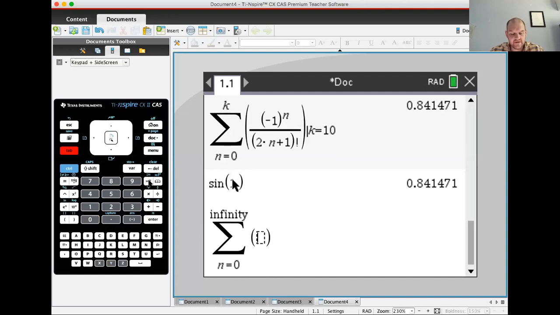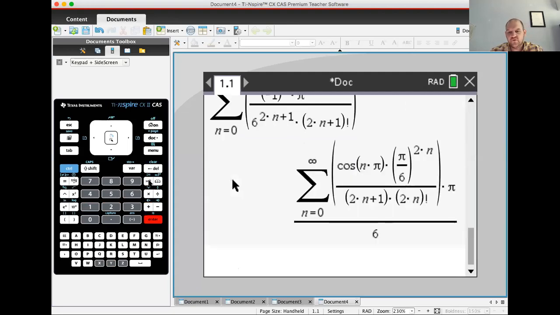Infinity. So infinity is in the pi key. Touch the pi key a couple times and it'll give you that. That's weird. Pi to the 2n plus 1, 6 to the 2n plus 1, quantity 2n plus 1, factorial. No dice. No dice on that one.